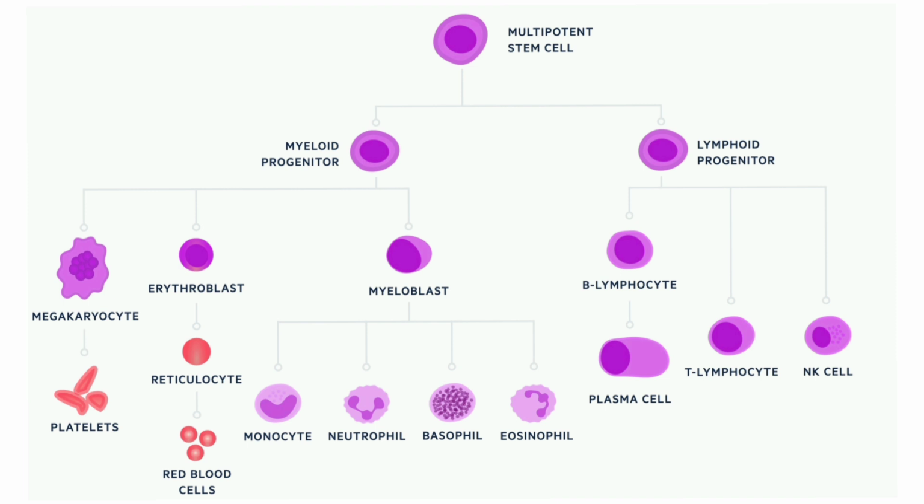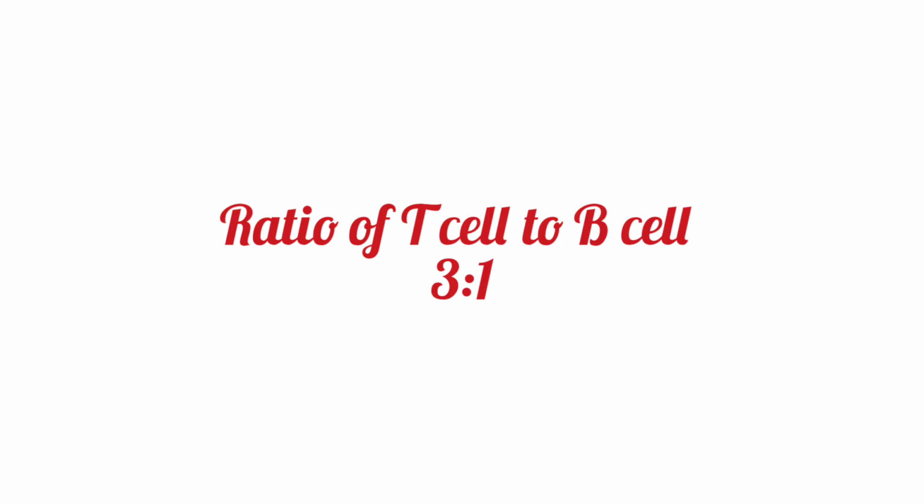So the lymphoid series gives rise to T lymphocytes, B lymphocytes, and natural killer cells, and the ratio of T cells to B cells in the body is 3:1. There are 3 T cells in comparison to 1 B cell. Now let's move towards some of the details of T cells and B cells.